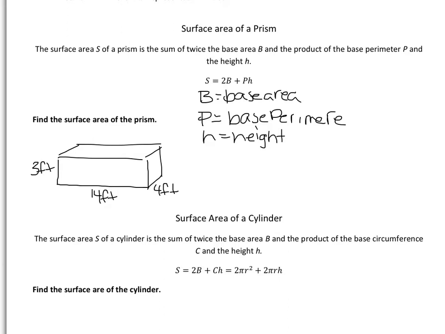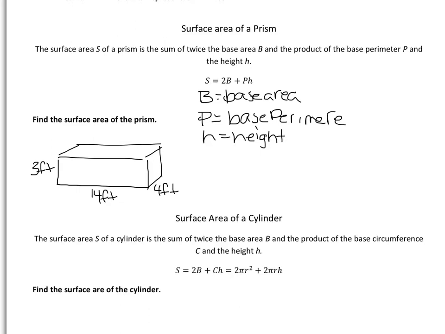If this was a box, I want to know how much wrapping paper it would take to wrap this. So what I like to do is find each of these individual pieces. So I know I need to find the base area, and I know I need to find the base perimeter. So we're going to use that base as the surface that it's sitting on. So it's going to be that 14-foot by 4-foot base.